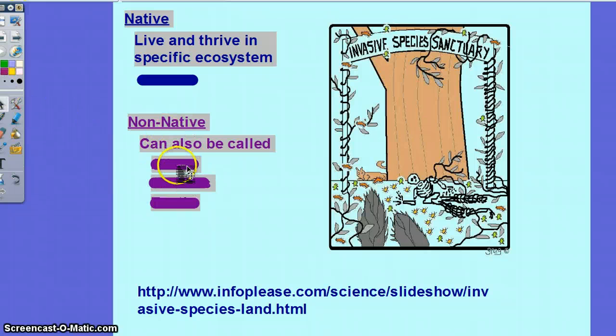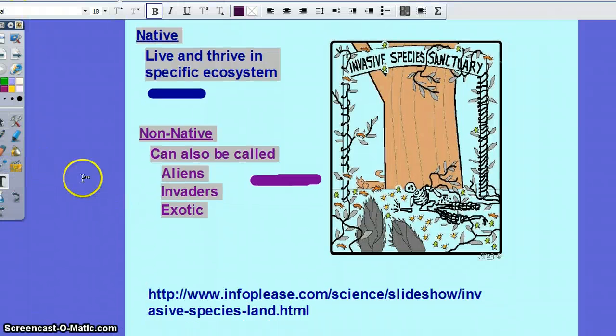Non-native, and you have to be familiar with all these terms, can be alien species, invader species, exotic species. What makes non-native species such a nuisance is that they don't have their own natural predators, so they tend to thrive in the environment and they take over the environment. A good example of a non-native invasive species that's popular is the kudzu vine. It's a case study in your book. Please become familiar with it.